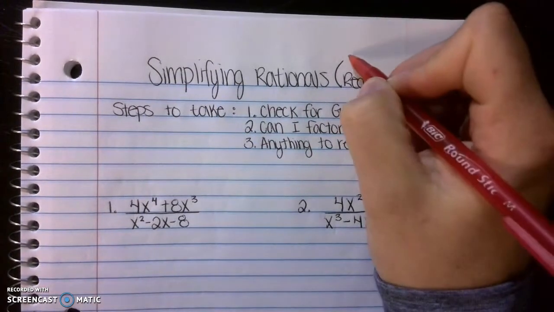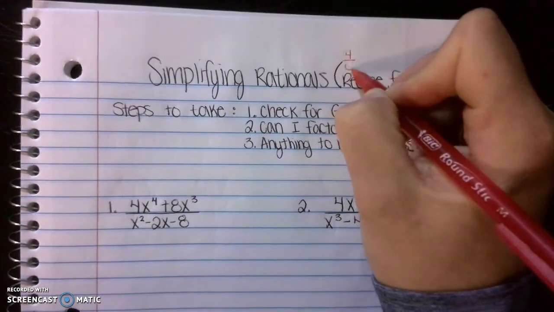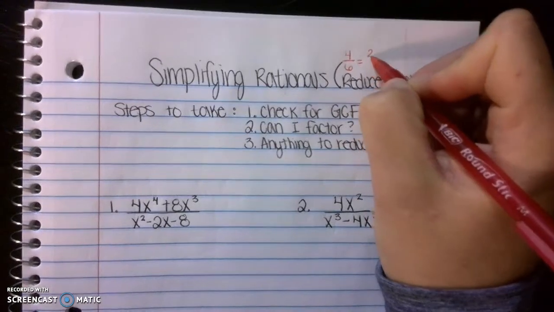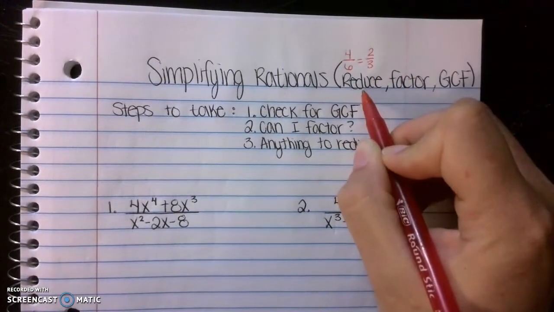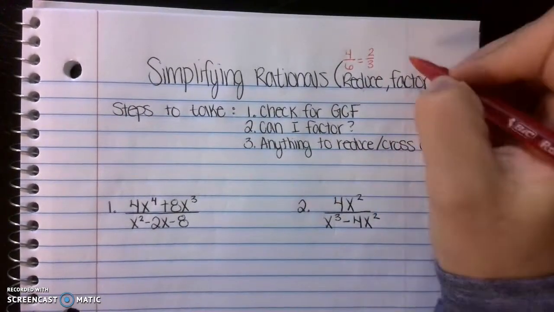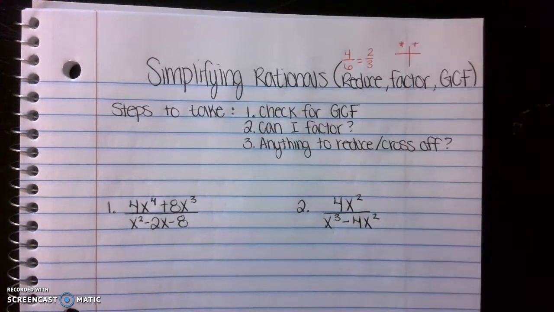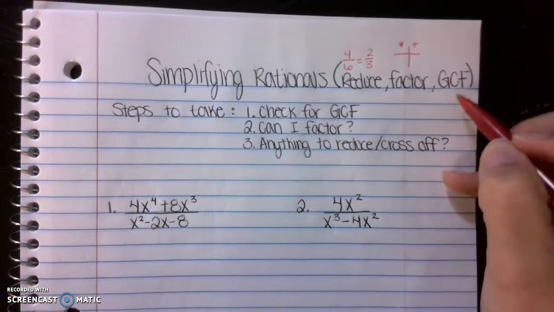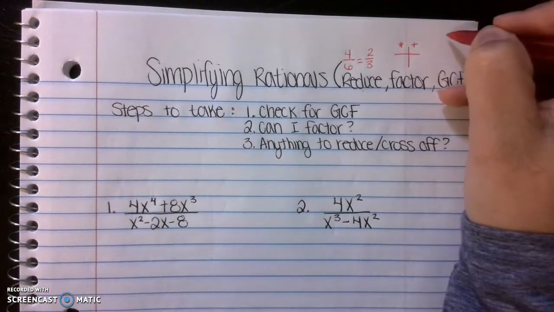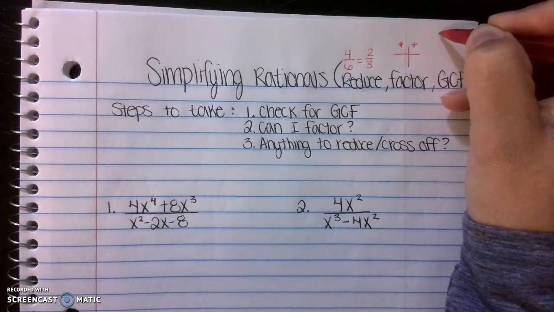So for example, reducing a fraction. So 4 over 6 to 2 over 3, right? We're looking at reducing things. Factoring, we're going to be using our t-charts, what multiplies to get us something and adds to get us something. And then GCF, as a reminder, let's do a GCF.